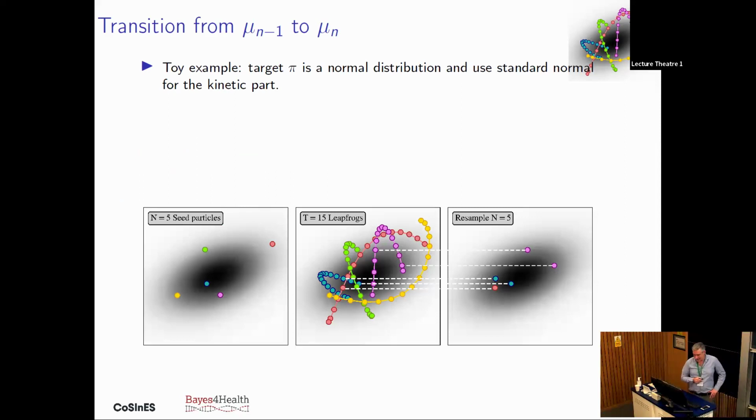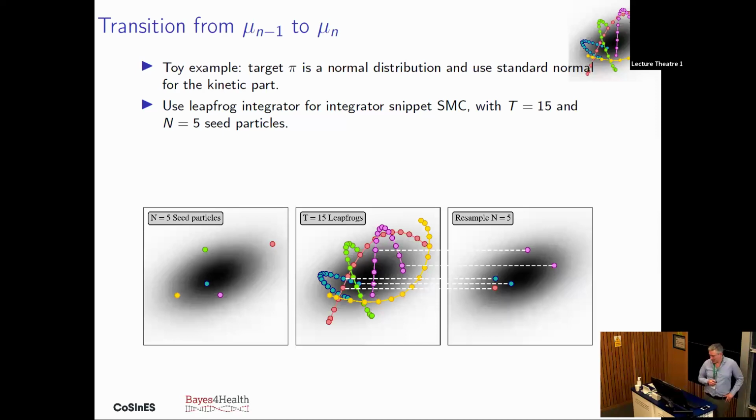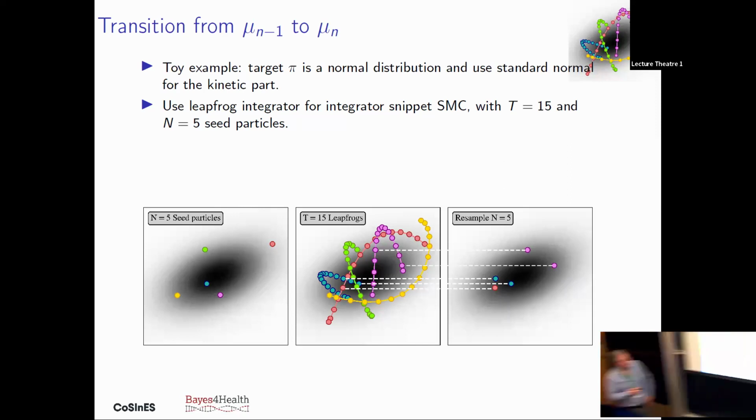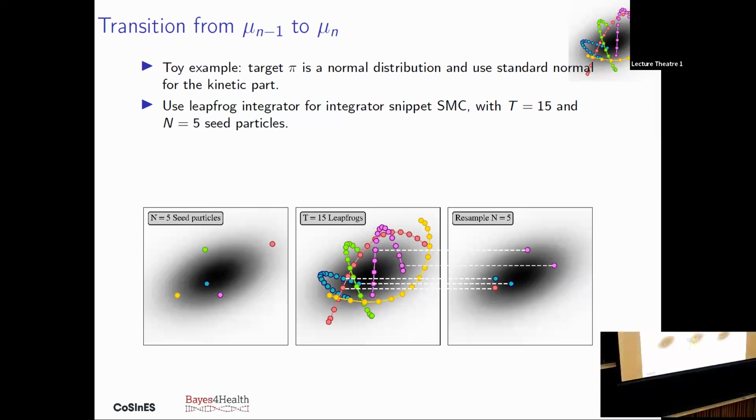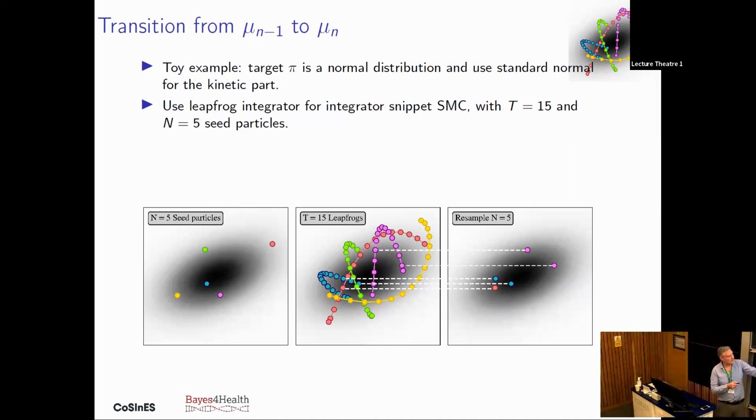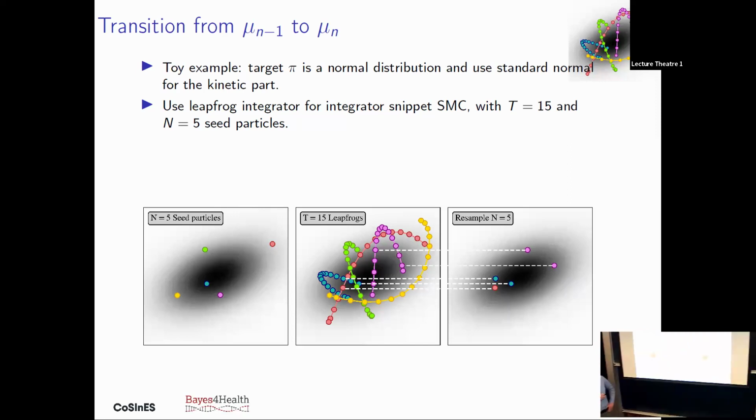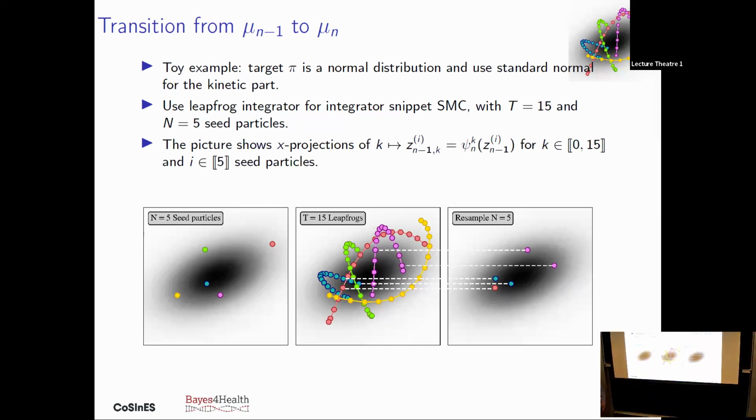So here is a nice picture, which is closer to reality. The target is a normal distribution. We use a normal for the kinetic energy, and we use a leapfrog integrator of Hamilton's equations. We've got 5 particles, and we integrate over a time horizon of 15. So here are the seed particles, and this is the projection in the X space. It's a 2-dimensional problem. The velocity does not appear on the picture.